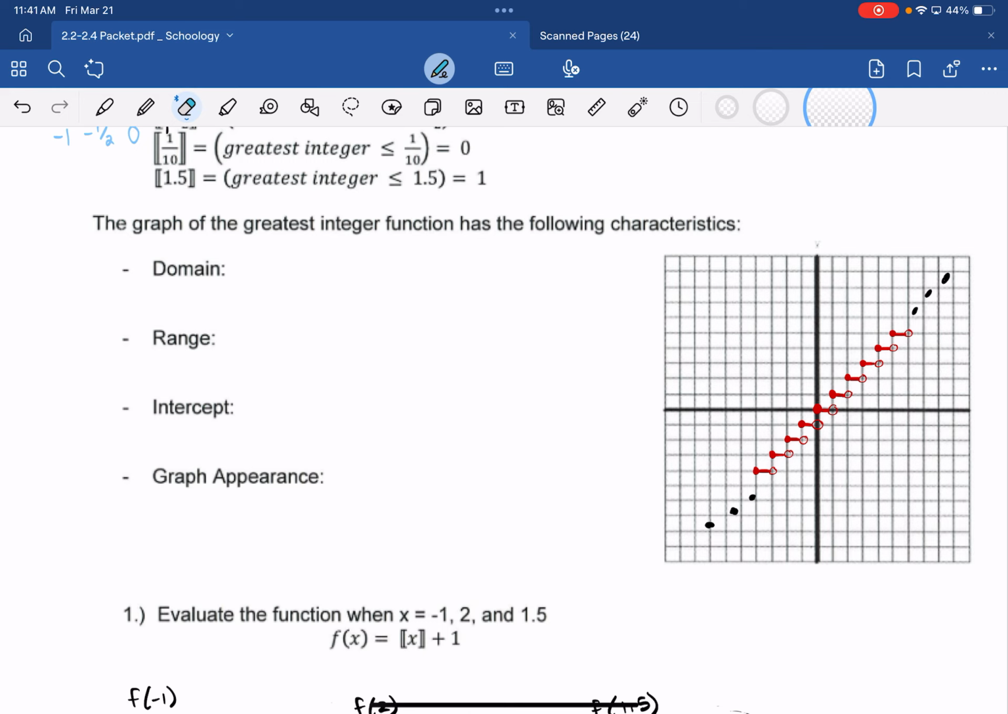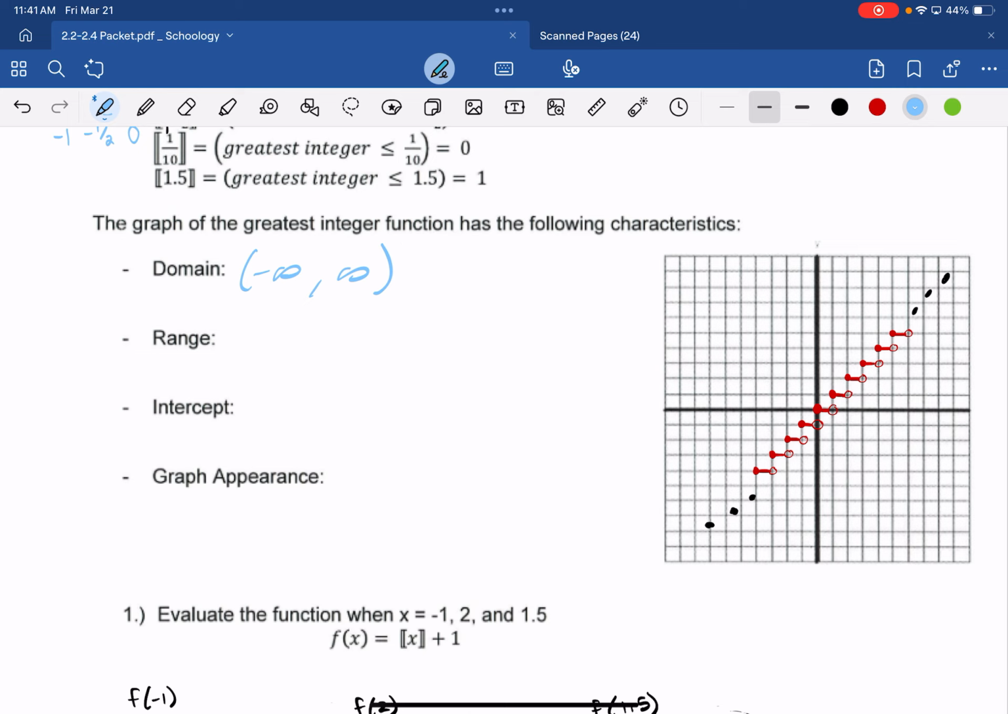So looking at my graph here, let's talk about our domain. So domain, remember, is my x values, okay? What x values are possible for this graph? X values. Don't overthink it. All of them, right? We can have anything we want. Negative infinity to infinity.